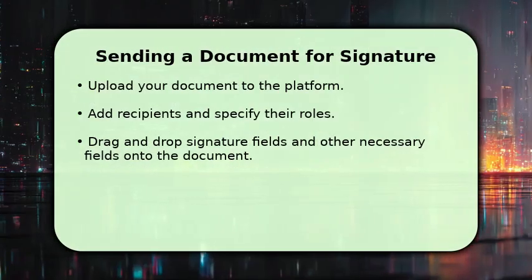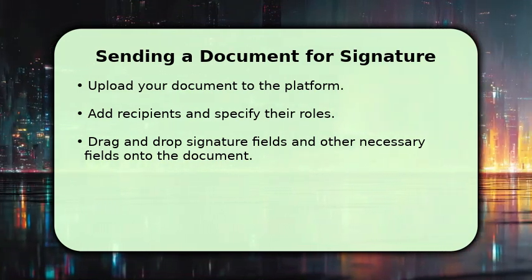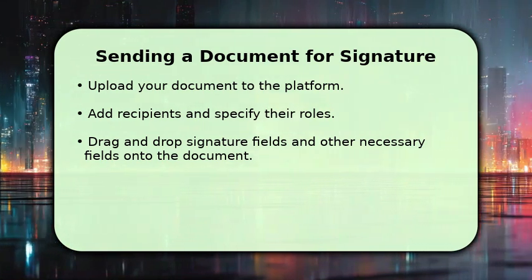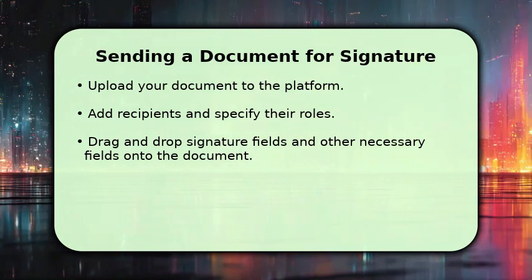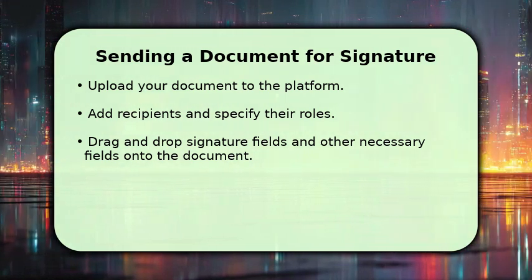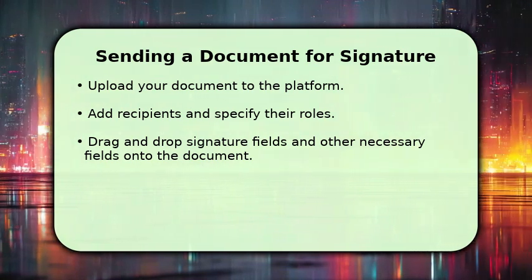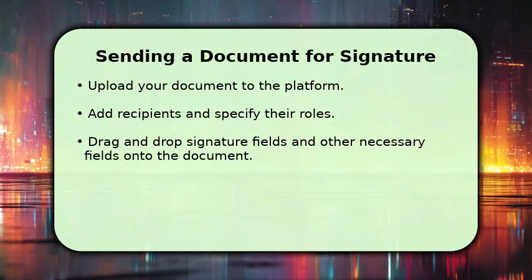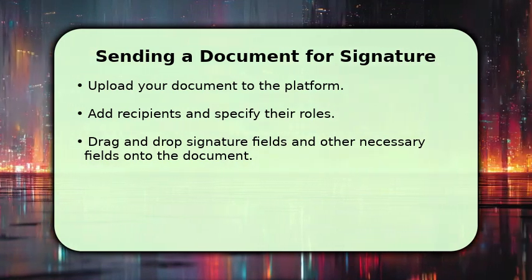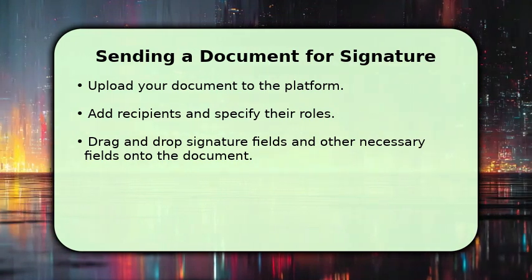Sending a document for signature is straightforward. First, you'll upload your document to the platform. Next, you'll add your recipients, clearly defining their roles and the actions they need to take. Then, simply drag and drop the necessary fields, like signature blocks and date fields, onto the document. Finally, you can add a personalized message before sending it off. This process ensures everyone knows exactly what to do, making the signing experience smooth and professional for all parties.